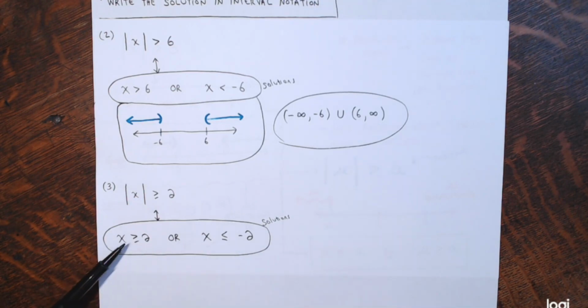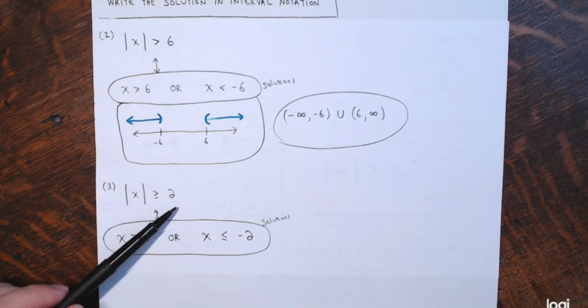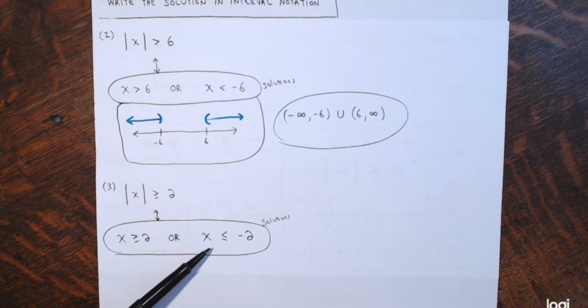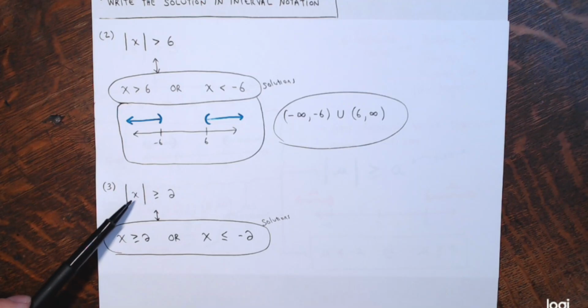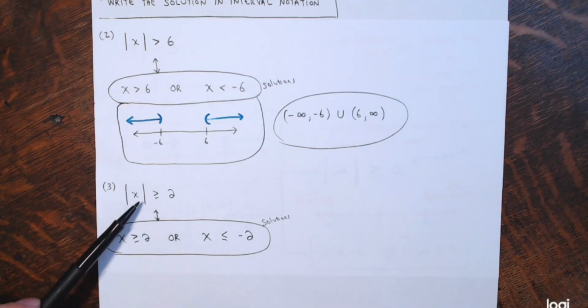All the numbers 2 or greater, so go ahead, plug in 2, plug in 3, 5, a billion. It'll make the original statement true. Or all the numbers less than or equal to -2. So plug in -2, -3, -4, -1,000, and it'll make this true, and I leave that to you to test that out.